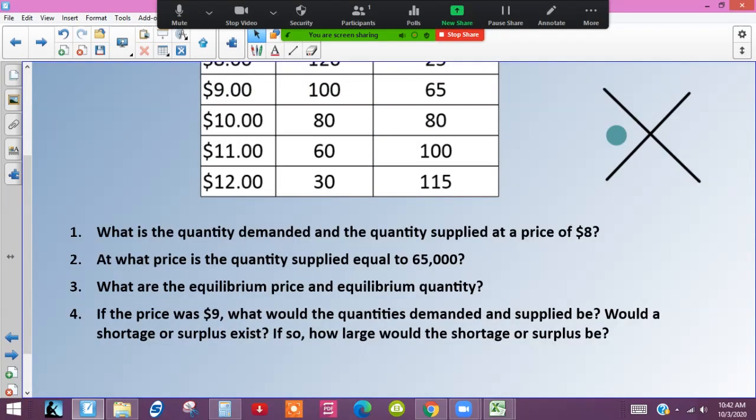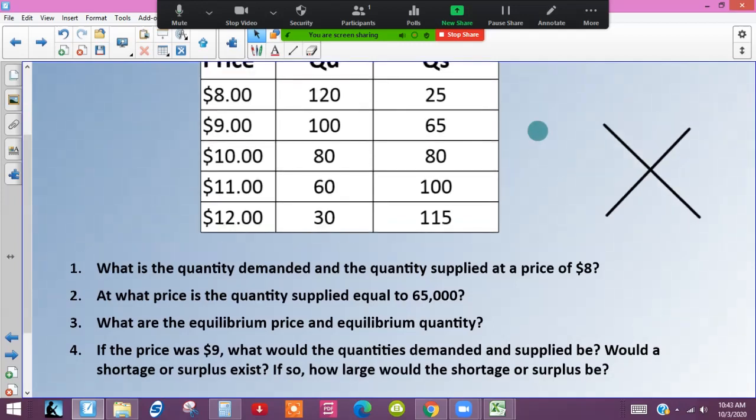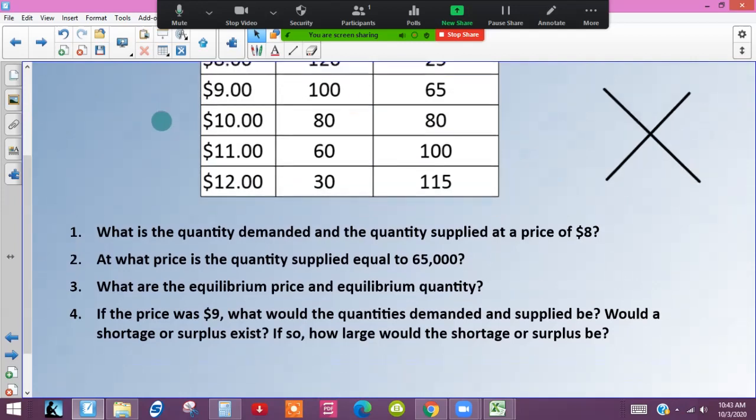Okay, let's see. If the price was $9, below the market equilibrium price, because $9 is below the market price of $10, what would the quantities demanded and supplied be? Would a shortage or a surplus exist? If so, how large would the shortage or surplus be?